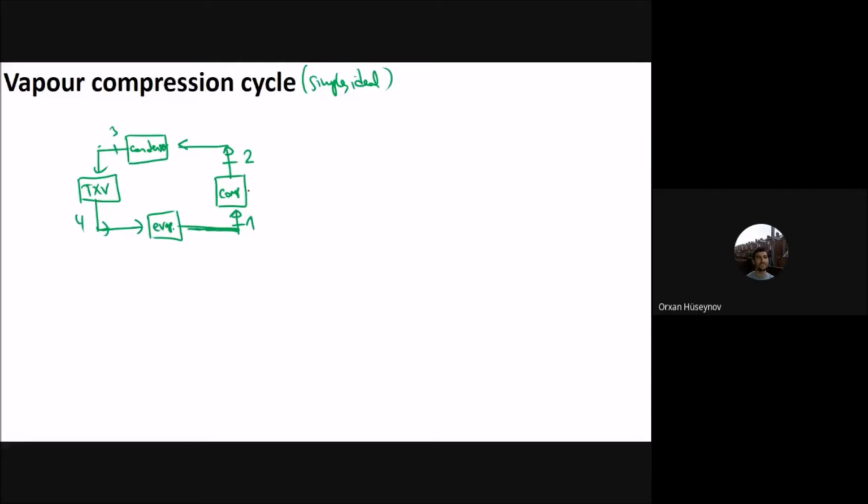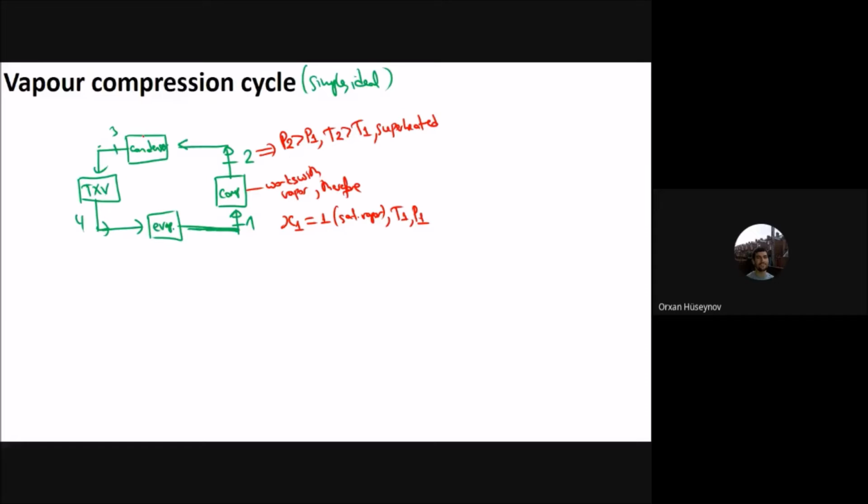The compressor works with vapor, so the quality at 1 should be 1. At the minimum, it must be saturated vapor. It can be superheated vapor, but at minimum it should be saturated vapor. You have the temperature T1 and the pressure P1. After the compressor stage, you will have P2, which is greater than P1, and of course T2, which is greater than T1, and this state is superheated.